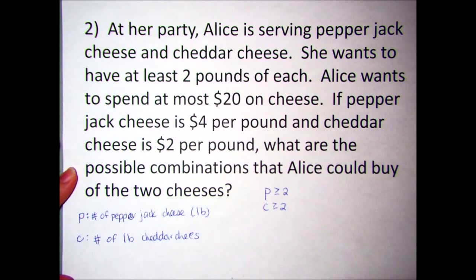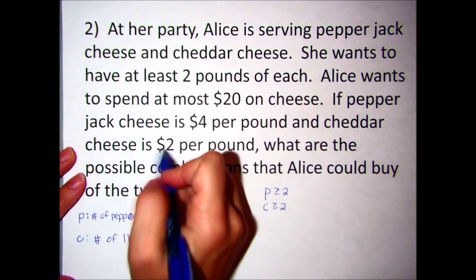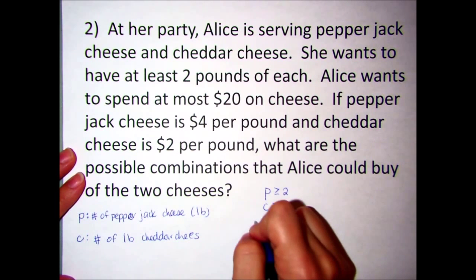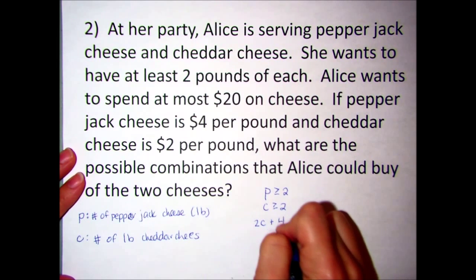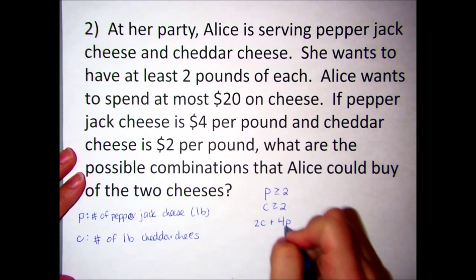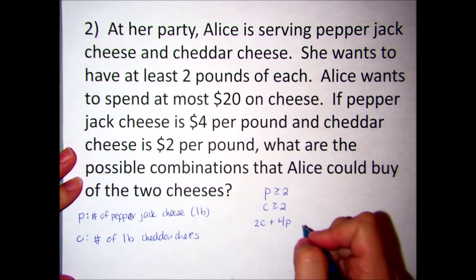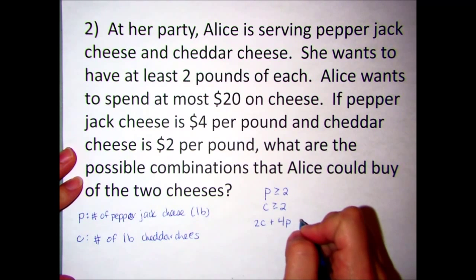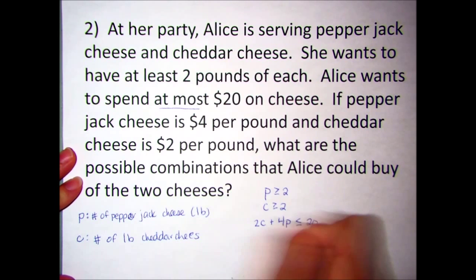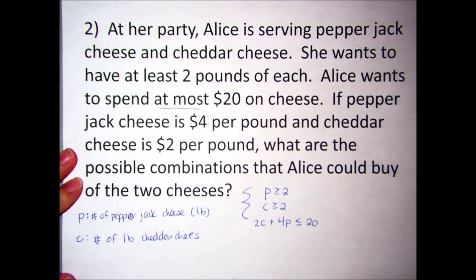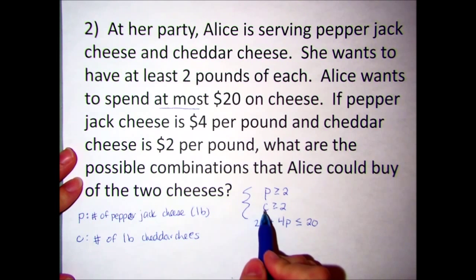And then she wants to spend at most a certain amount. So what we're looking at here is you're going to want to put all the ones that have money together. So it's $2 per pound for the cheddar cheese, and we add that to the price of how much we're going to spend on pepper jack, so $4 per pound. And she wants to spend at most $20. So at most, it means that she wants to be less than or equal to $20. So this is your system. Then your P has to be greater than or equal to 2, which means our C has to be greater than or equal to 2.